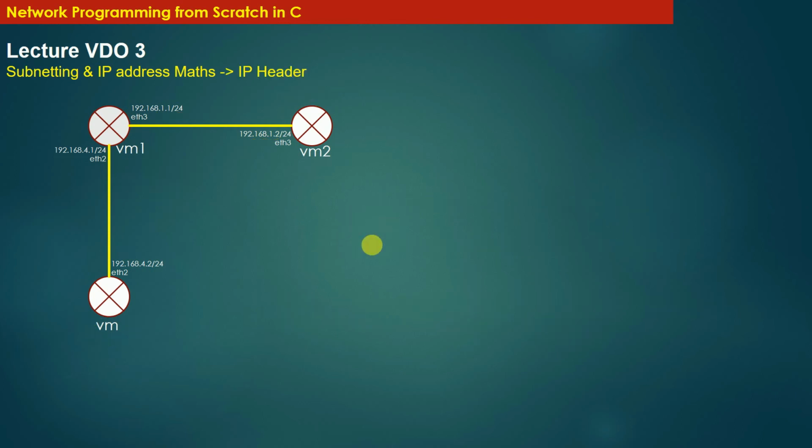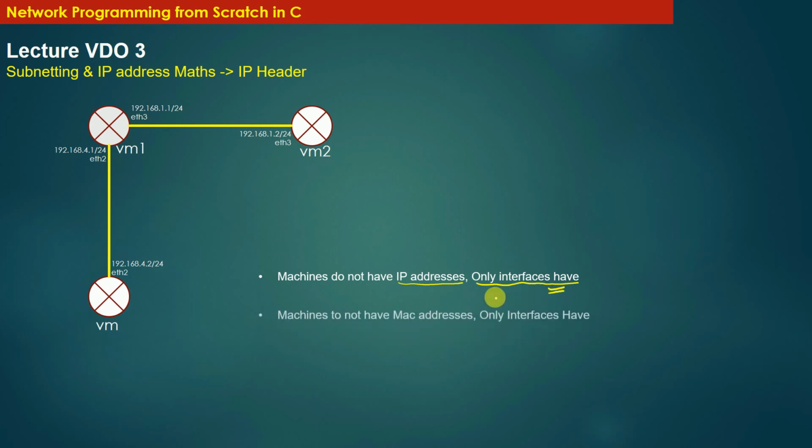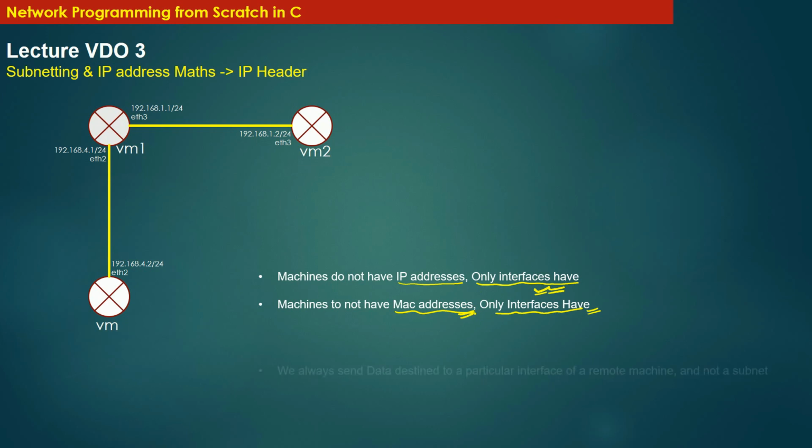So going forward, machines do not have IP addresses. So who has IP addresses? Only interfaces have IP addresses. Machines do not have MAC addresses. Only interfaces have MAC addresses. So it is technically wrong when we say that a certain machine X has IP address blah blah blah. Machines do not have IP addresses. It is the interfaces of the machines which have IP addresses. And the same is true for MAC addresses.